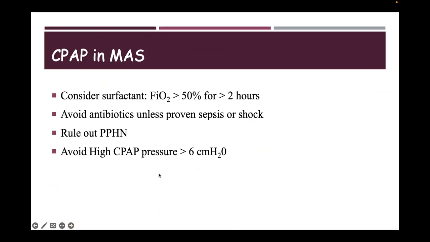It's also important to remember that all preterm babies should receive delivery room CPAP, that is given with the help of the T-piece. CPAP can also be used in meconium aspiration syndrome, but the pressures are usually kept between 5 to 6, especially when there is secondary surfactant deficiency with a low volume lung picture. We should consider surfactant in meconium aspiration if the FiO2 is more than 50% for 2 or more hours.